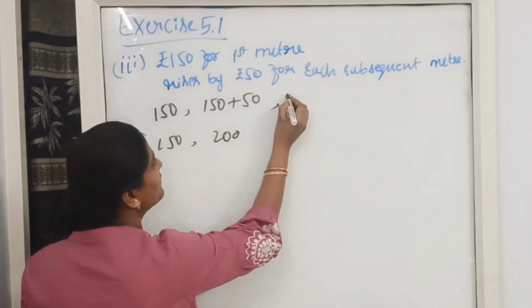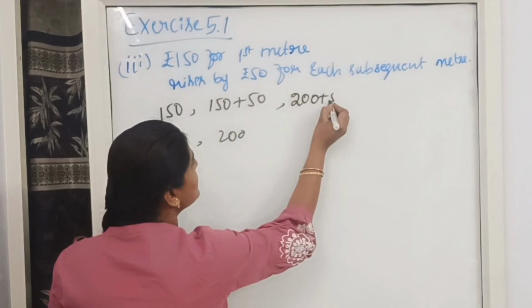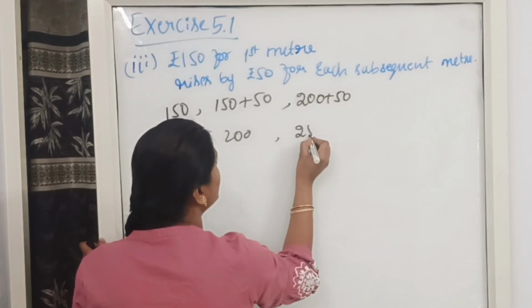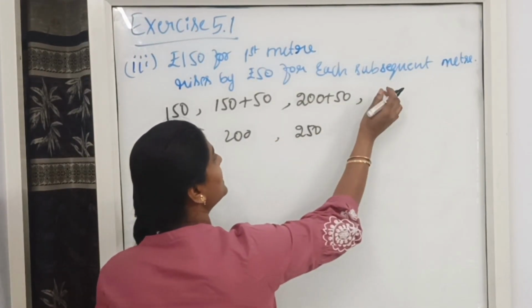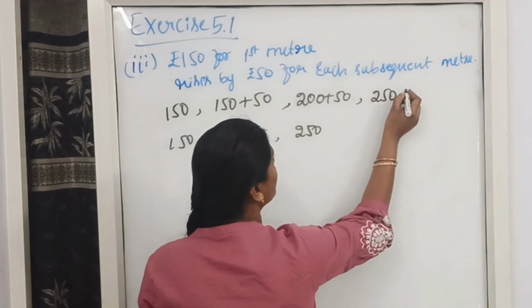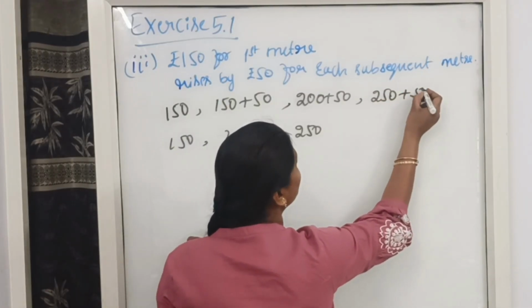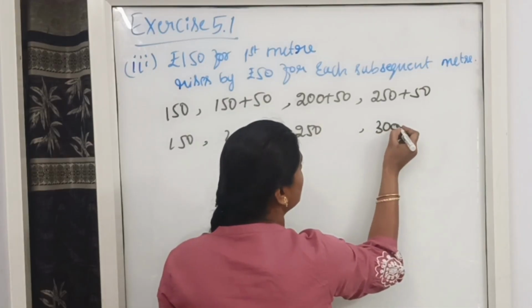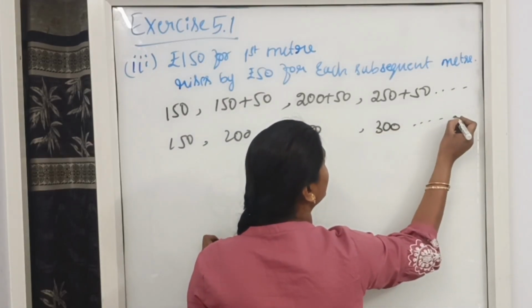This is the preceding number for this. Then 50 is added, is it not? It will become 250. This is the preceding number for this, means preceding value 50. So this is 300. So like this it continues.